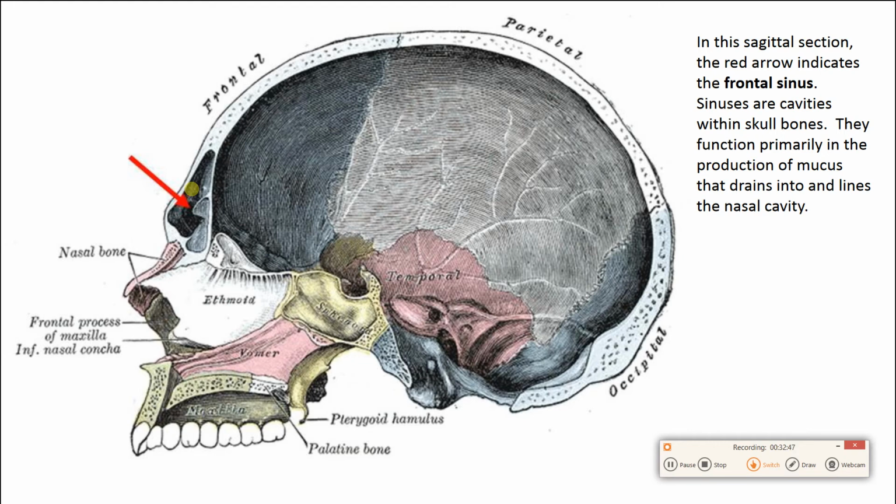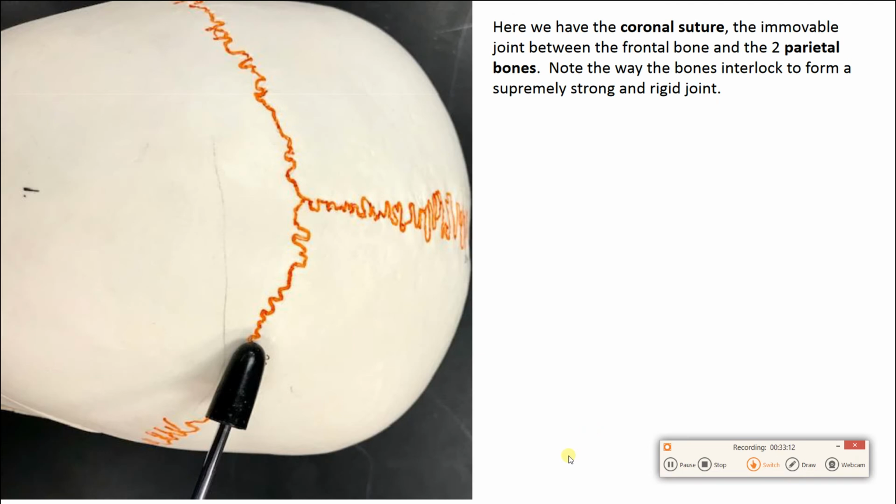Sometimes when you're sick, the epithelium of your sinuses can get inflamed, the passageways can get blocked, and pressure can build up. Boom, sinus headache. All right, this is good stuff. So we're doing our frontal bone here. We're knocking out some of the parts of it. We just did the supraorbital margin. We just did the frontal sinus. And now we're going to take a look at that coronal suture.